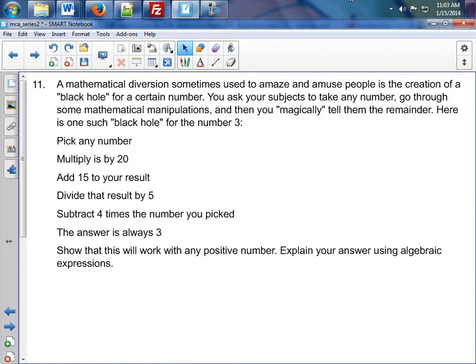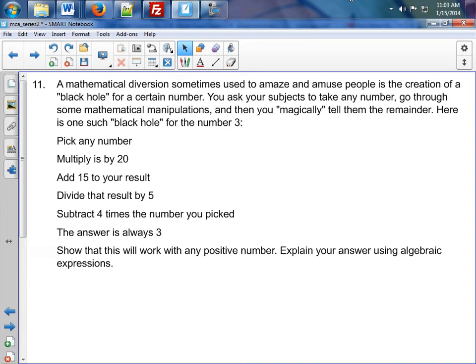A mathematical diversion sometimes used to amaze and amuse people is the creation of a black hole for a certain number. You ask your subjects to take any number, go through some mathematical manipulations, and then you will magically tell them the remainder. Here is one such black hole for the number 3.